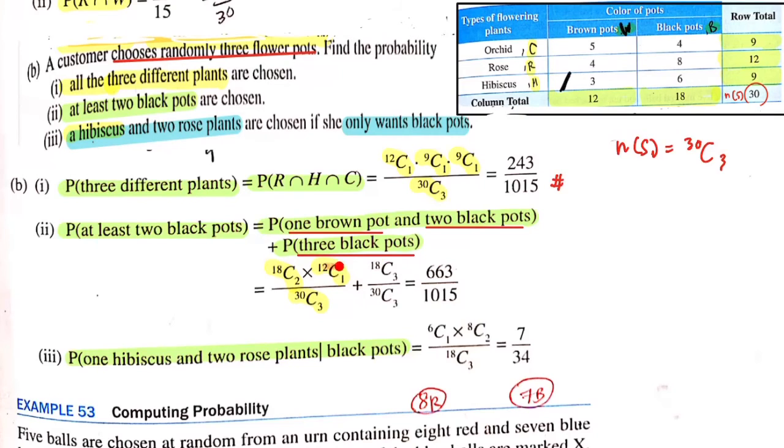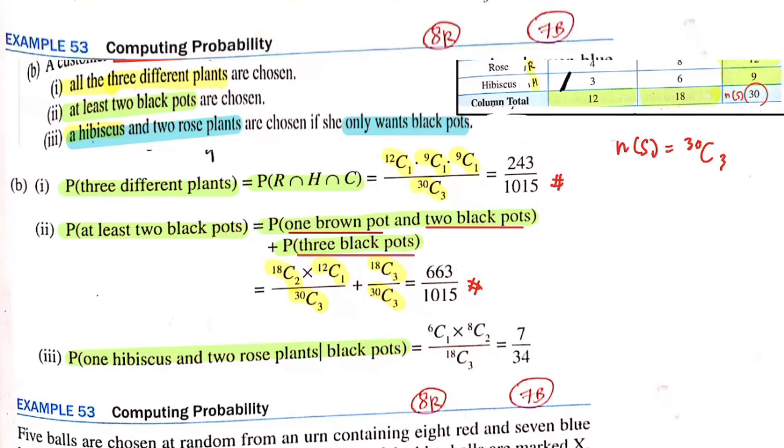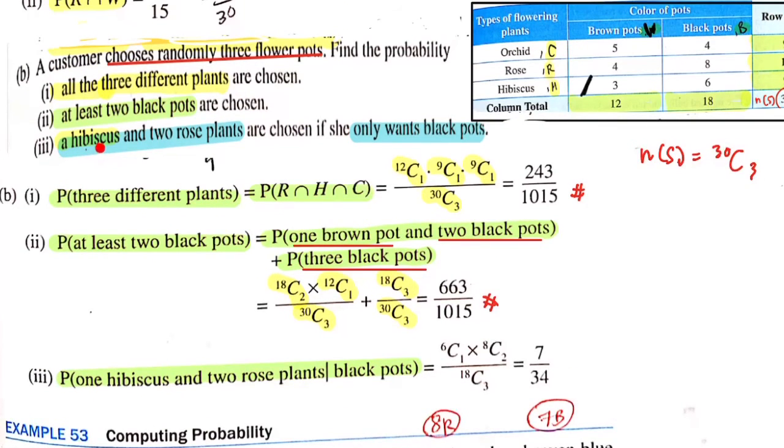Let's add with the second case, where we want to find 3 black pots. Okay, so total for black pots is this one here, 18. So from 18, let's choose 3. And let's divide by number of sample space here, which is 30C3. And let's do the calculation. You'll get this answer. Let us see the final example here.